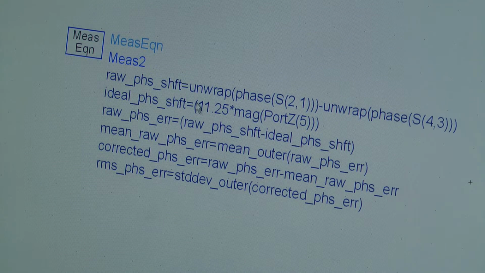If we go back to the equation block, we're on this second line here. And this is an equation that defines ideal phase shift, which is the phase shift of an ideal phase shifter. The next equation defines raw phase error, which is the difference between the raw phase shift and the ideal phase shift. When we take the mean value of the error in all phase states to get mean raw phase error, there is one value of mean raw phase error for each simulation frequency.